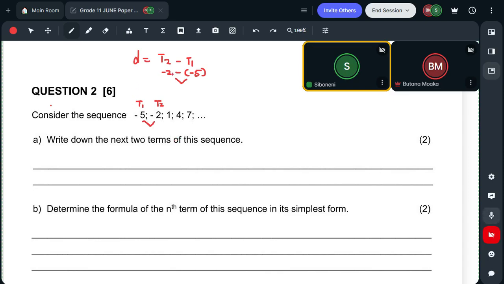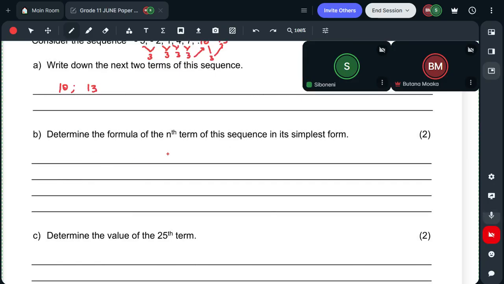Okay, so what is -2 into, this will give us what? +3, right? Yes. The constant difference here is 3. So this tells you that to find the next term, we need to add 3 to 7, which gives us 10. We need to add 3 to 10 to get 13. So the next two terms will be 10, 13. So these are your next two terms.